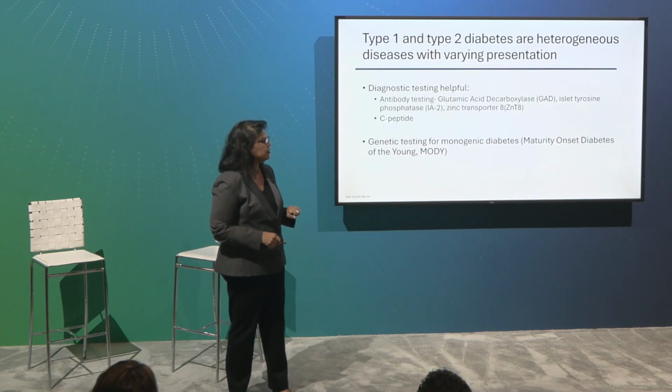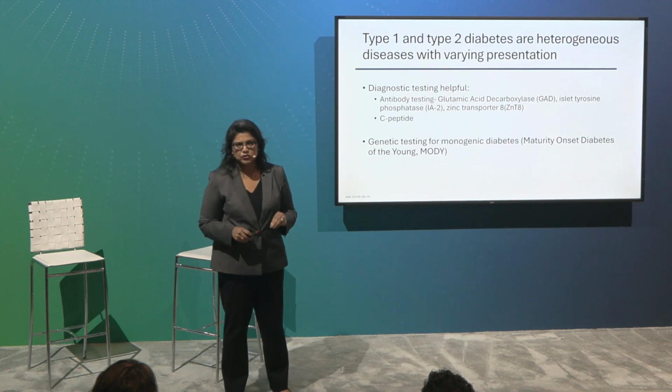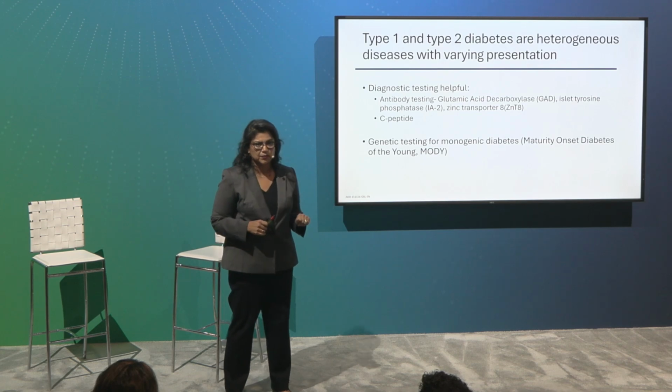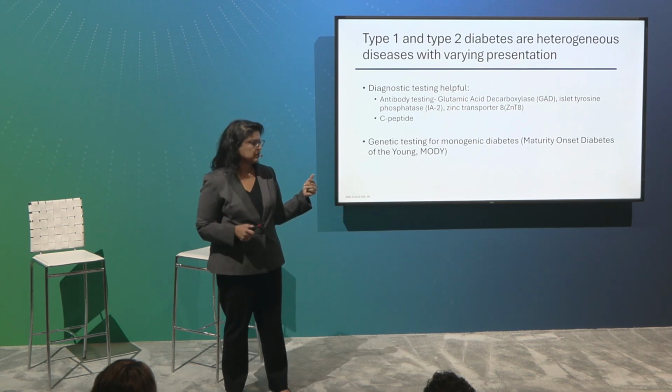So keeping in mind that type 1 and type 2 diabetes are heterogeneous diseases with varying presentation, diagnostic testing can help us out. So in latent autoimmune diabetes of the adult, it's similar to type 1. So these are adults who develop autoimmune diabetes. If I can't figure it out, it's not obvious, antibody testing can help me. We most commonly will check glutamic acid decarboxylase or GAD antibody. You can also check islet tyrosine phosphatase or IA2, as well as zinc transporter antibodies. And you can also check a C-peptide, which is actually a little bit cheaper.